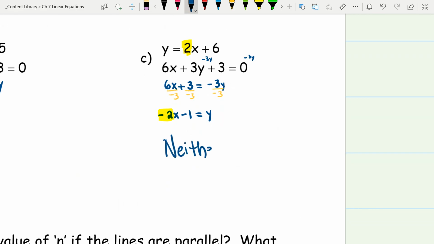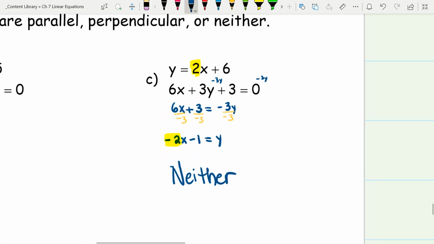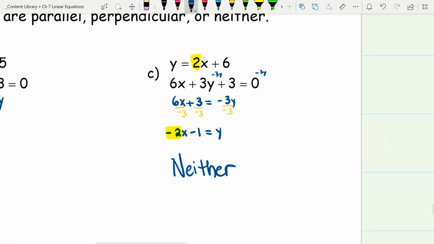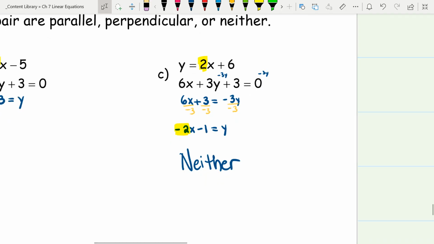Right? So would they intersect though? Are the slopes different? Yeah, they have to. If the slopes aren't the same, they have to intersect. And that's what we're going to do in chapter 8 and 9. We're going to actually graph these and find that intersection point. But that's in the future.